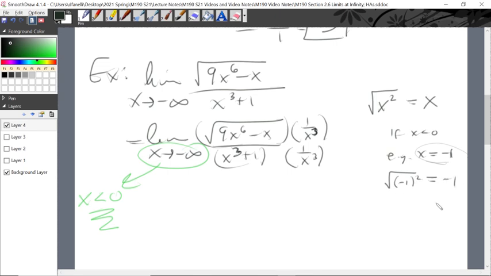But is that true? You can check your calculator if you're not sure. The square root of negative 1 squared is not equal to negative 1. It's equal to 1. Because negative 1 squared, by order of operations, is 1, and the square root is a function. It can only output one possible value for any input. The square root of 1 is 1. So the square root of x squared does not equal x if x were negative. The square root of x squared is equal to the absolute value of x in case x was negative.